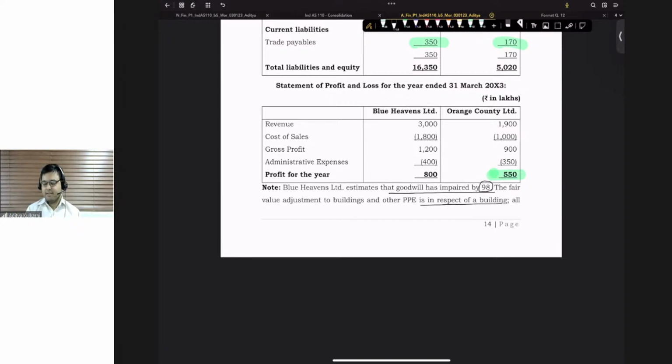Two people gave answers. One is telling it should be shared by both parent as well as NCI since it is on account of consolidation. Another is saying it should be borne only by the parent because the parent estimates the impairment. Okay, all right. Any other reasonings?